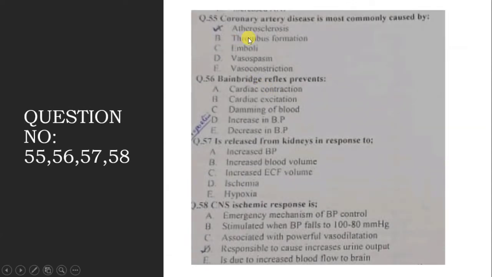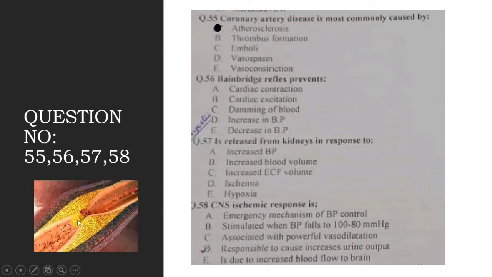Moving to our question number 55, coronary artery disease is most commonly caused by arteriosclerosis, thrombus formation, embolism, vasospasm, or vasoconstriction. So atherosclerosis is basically the most common cause of coronary artery disease. This is due to the formation of plaque in the coronary artery. In the figure you can see the formation of a plaque in the lumen of the arteries, further causing a decrease in the blood flow, which will lead to coronary artery disease.